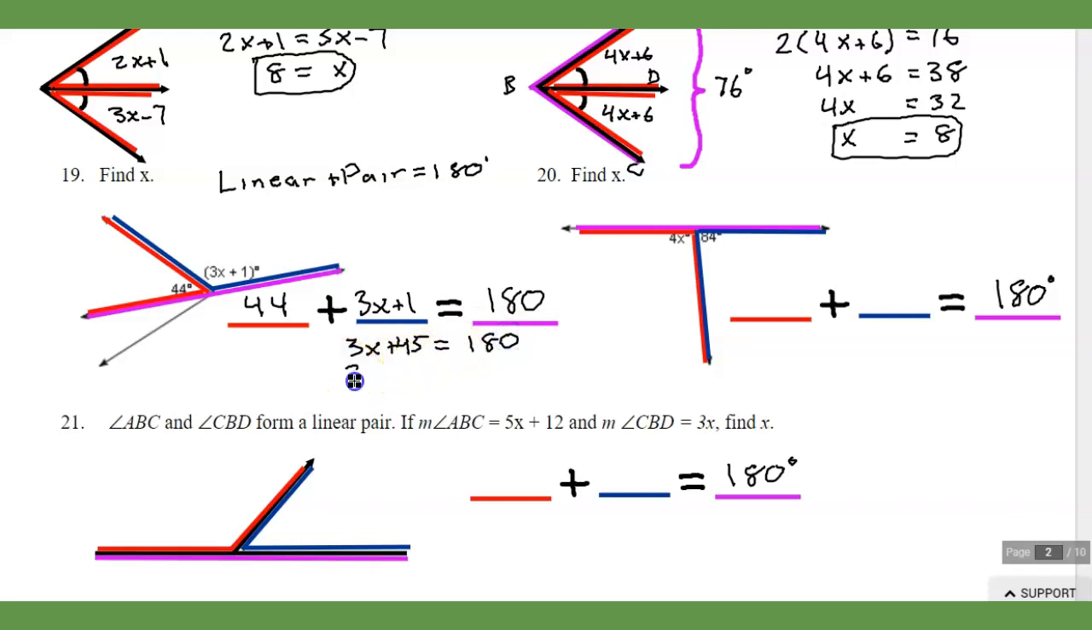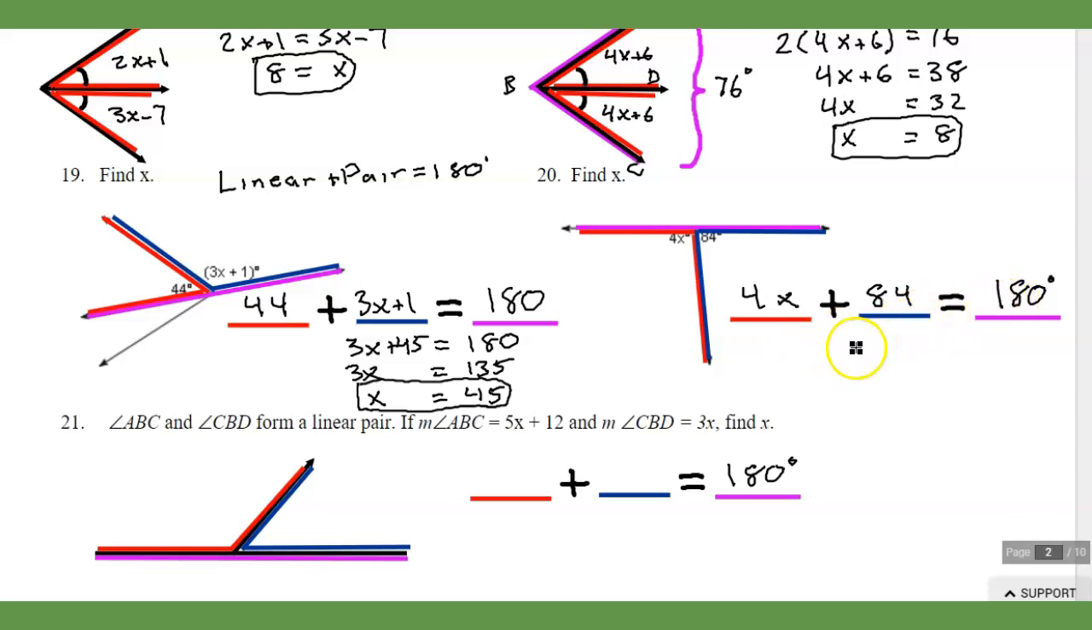Subtract 45 on both sides, so we get 135. So divide both sides by 3, and we'll get 45. And we're trying to find x, so we are finished. There we go. Same thing here. Got two angles that add up to a straight line. So the two smaller angles are 4x and 84, to add up to 180 degrees.